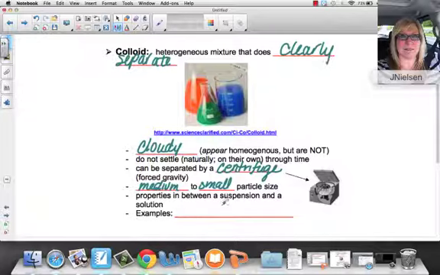Properties in between a suspension and a solution. So some examples here would be blood and milk. And if you've ever gone and had your blood taken, they put it in a test tube, and then when they send it to the lab, they actually centrifuge it, and they use the parts that they need and test them.